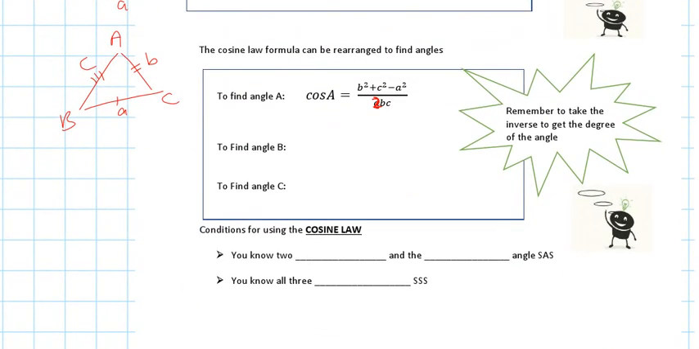So if I'm looking for cosine angle B, it's going to be what? A squared plus C squared minus B squared. So you see that this matches this all the time. Whatever you're minusing matches your angle. Okay? Over 2AC. And then cosine C is going to be A squared plus B squared minus C squared over 2AB.